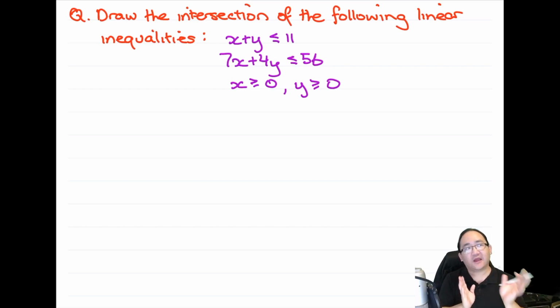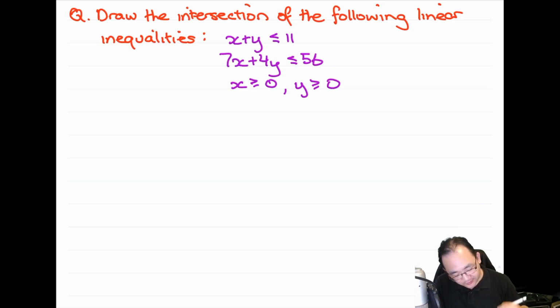to draw a line. And when you want to draw a line, you need to know 2 points on the line before you can draw a straight line between them. So the easiest way to do this for most lines is basically to do the x and y intercept.